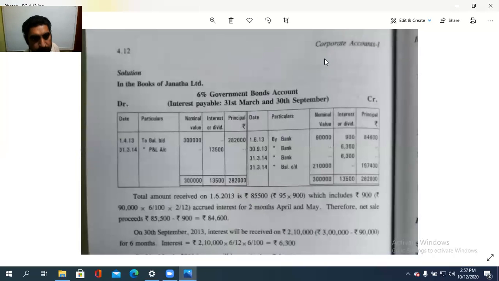Firstly, the 6% government stock account. We prepare the format here, with columns for date, particulars, nominal value, interest, and principal value, on both sides. So firstly, how much is there?